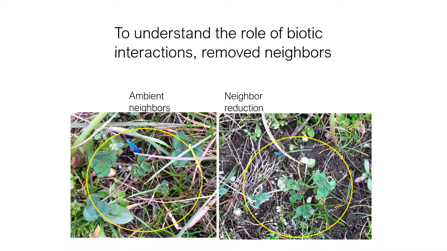So to understand the role of biotic interactions, like do they compete more strongly, half of our replicates were weeded to remove the local neighbors.